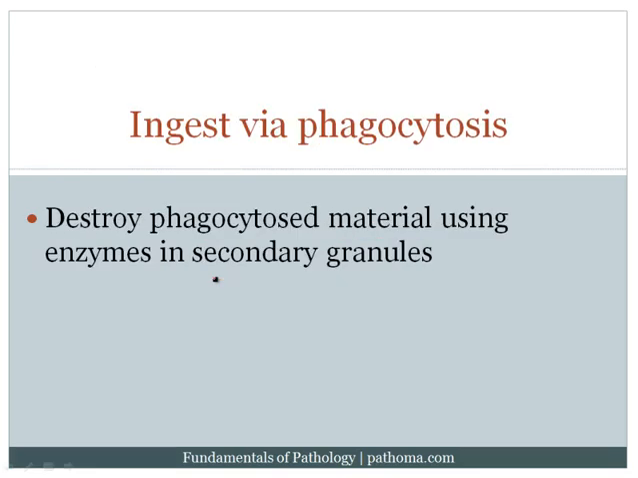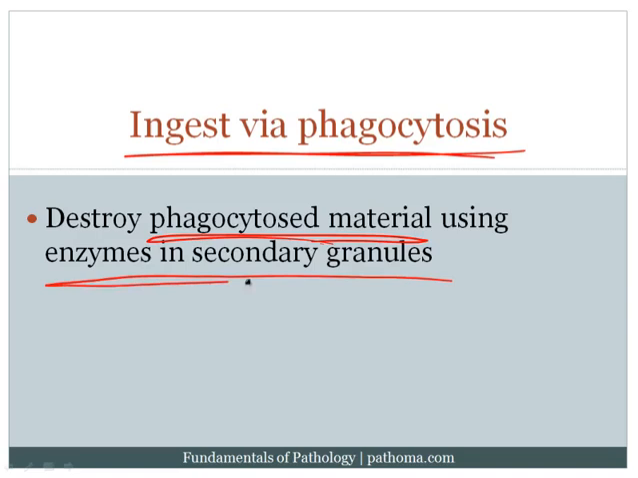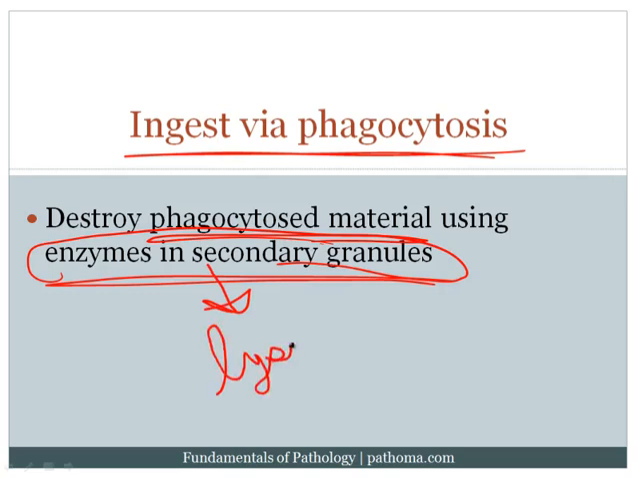Once the macrophages get into the tissue, they ingest via phagocytosis, and then they destroy the phagocytosed material using enzymes in the secondary granules. For the most part, macrophages don't really do a lot of oxygen-dependent killing. Their primary mechanism is oxygen-independent, using enzymes in the secondary granules, and I would say one of the key enzymes is lysozyme. So we should be familiar with the fact that lysozyme in the secondary granules is very useful for the macrophages to destroy or kill off phagocytosed material.